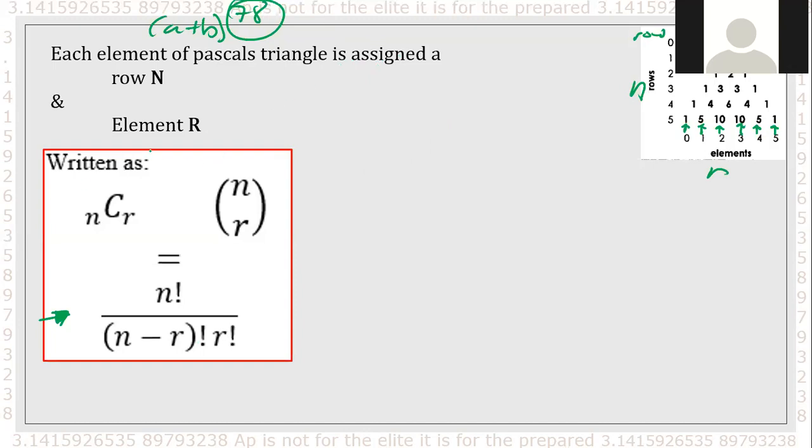Alrighty, guys. This equation will be on the next slide, in case you need it. Okay, so let's go ahead and try it.